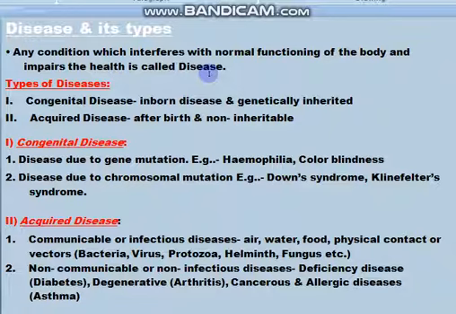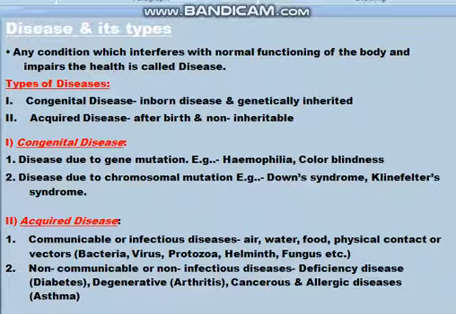But we can divide these diseases into certain types. So there are two main types of diseases. First is congenital disease, that is inborn disease or genetically inherited, and the second one is acquired disease, that is after birth and non-inheritable. Number one is congenital disease. What is a congenital disease? It is a disease which is inborn, which is present at the time of birth, or it is genetically inherited from the previous generation, and this type of disease is known as congenital disease.